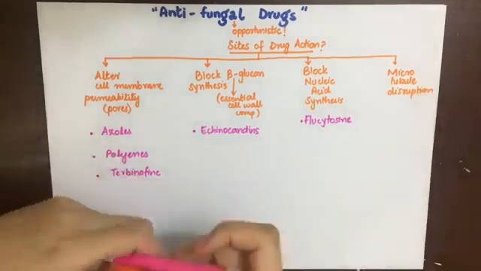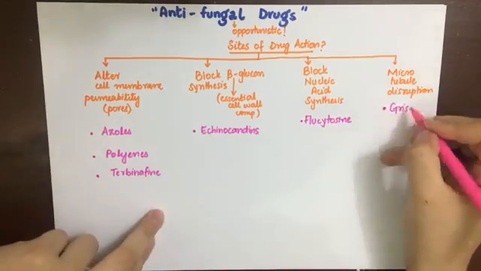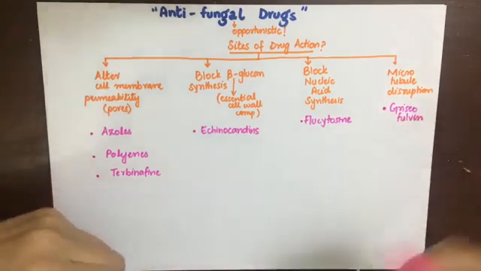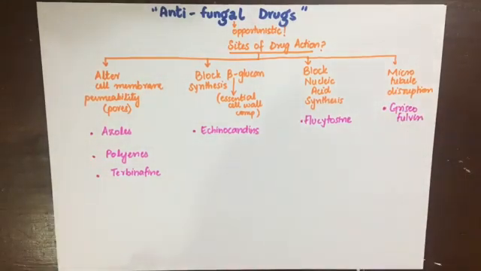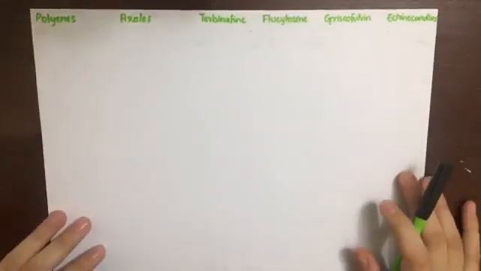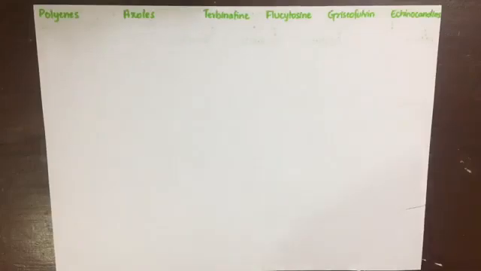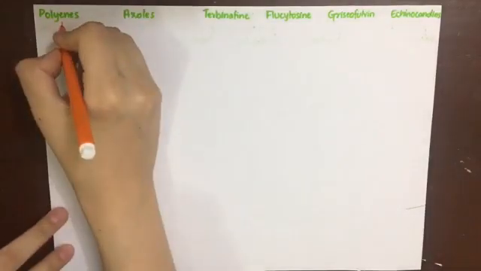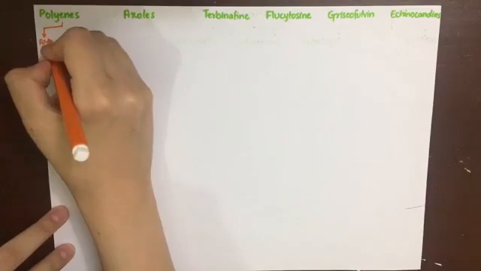And lastly, we can disrupt the microtubular functions by griseofulvin and thus inhibit fungal mitosis by acting as a fungostatic drug. Now we'll discuss each of them in detail, and I have to warn you that this will get a little messy, but please bear with it.